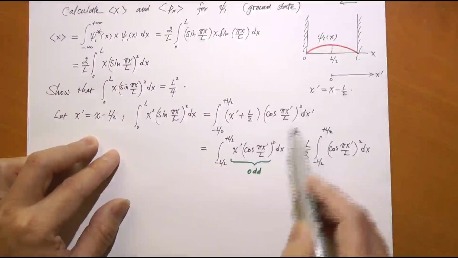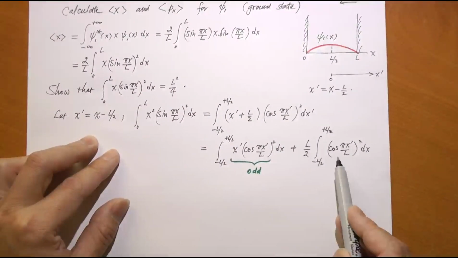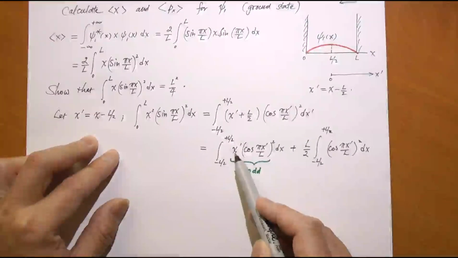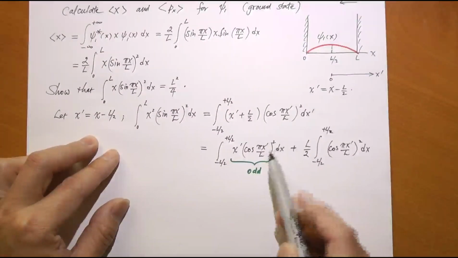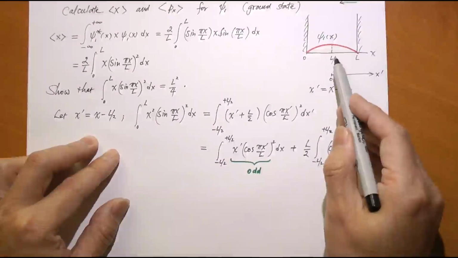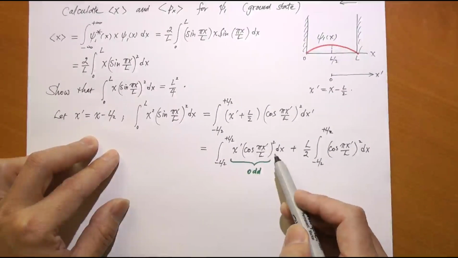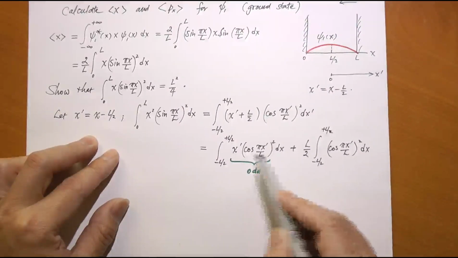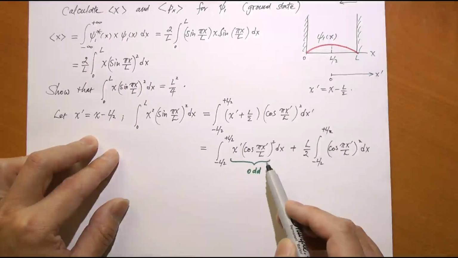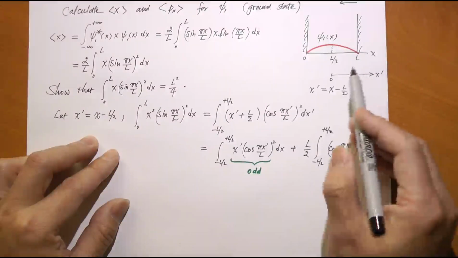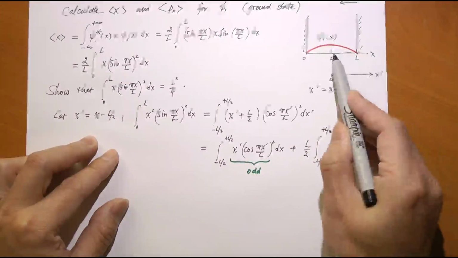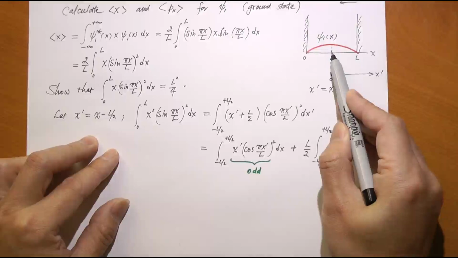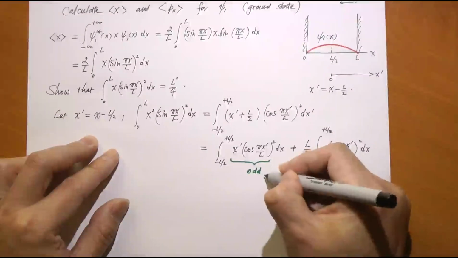Now, you break it down into two integrals. Here's the first integral. Here's the second integral. Look at the first integral. x prime times cosine squared. Now, this cosine function is an even function. Cosine squared is also an even function. But x prime is an odd function, right? So therefore, this entire integrand is an odd function. And when you integrate the odd function between here and there with 0 in the middle, what do you get? You just get 0, don't you? So the first integral is 0.